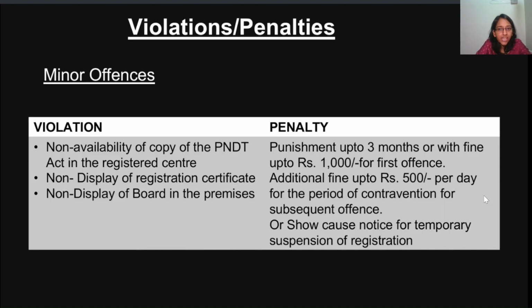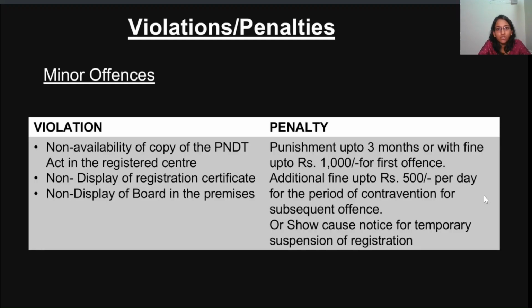Coming to the violations and the penalties. These are the violations coming under minor offenses. We'll discuss the minor offenses because these are easy to occur, and you have to keep in mind that these should not be happening in your department or the clinic where you are working. The first violation is non-availability of a copy of the PNDT Act book. That small book which has to be mandatorily kept, if not available, is a violation. Non-display of the registration certificate, and non-display of the PNDT board in the premises stating that sex determination is not done here.